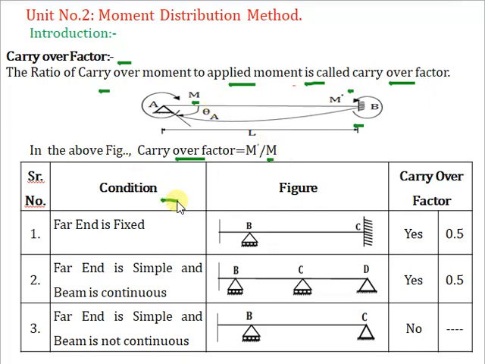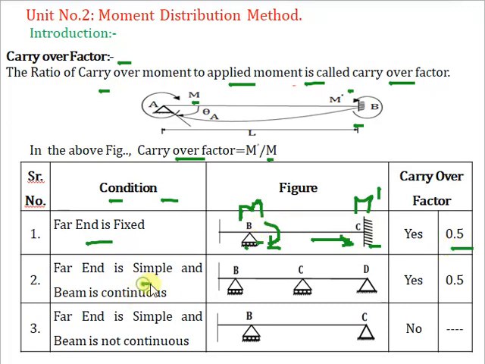So it depends upon the different conditions. Let's see the first condition. If the far end is fixed, here A is a simply supported end and the far end to A is fixed. So in that case the carryover factor will be 0.5. So if the moment at B is M, which is the applied moment, then the moment carried over to C is half of M. So the carryover factor we have to take is 0.5.